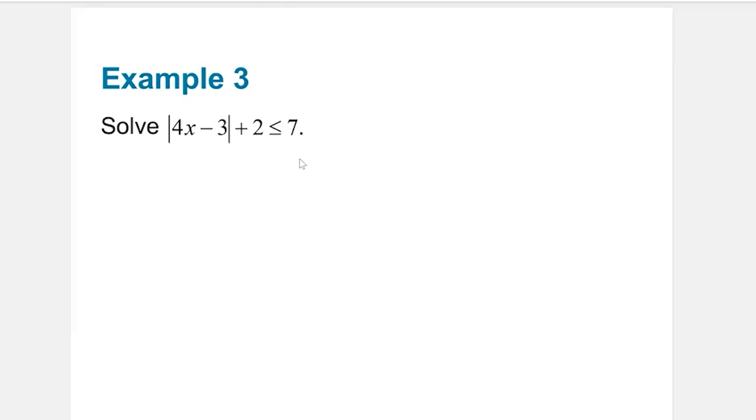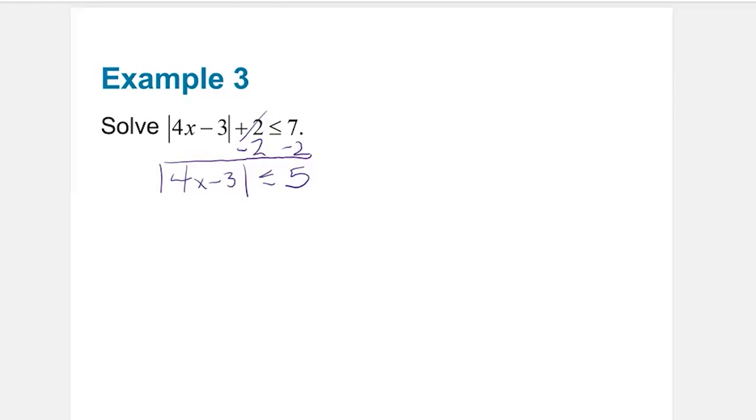So I'm going to solve. First thing I do is I pretend like that's a parentheses, like the 4x minus 3 is inside the absolute value, so that's on its own. So the first thing I'm going to do is take care of whatever's outside of the absolute value. So I now have the absolute value of 4x minus 3 is less than or equal to 5. Okay, and now again, I have my two solutions.